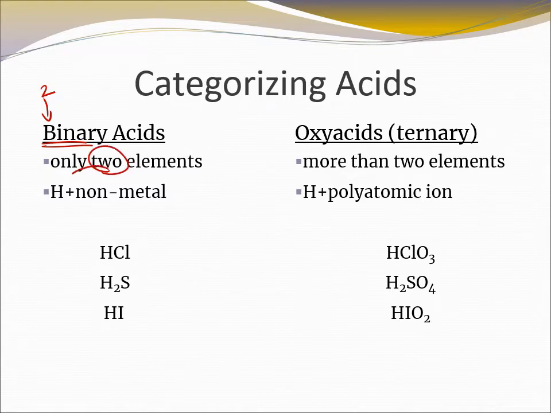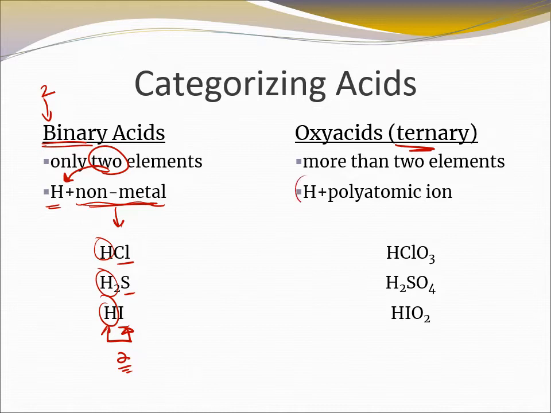The first element is always going to be hydrogen. The second one will be some other non-metal. Two elements, hydrogen and one other. Examples are HCl, hydrogen and chlorine, hydrogen and sulfur, hydrogen and iodine. Notice hydrogen and one other element, total of only two elements. Oxyacids, also called ternary acids, are going to have more than two elements.